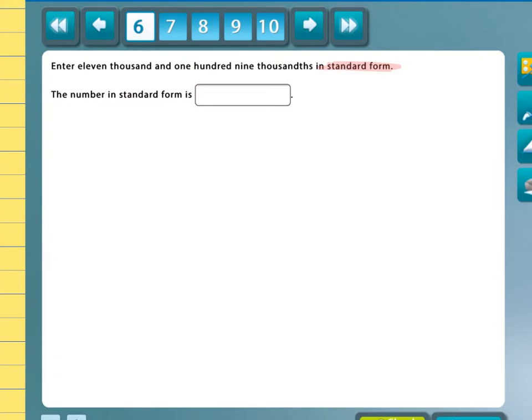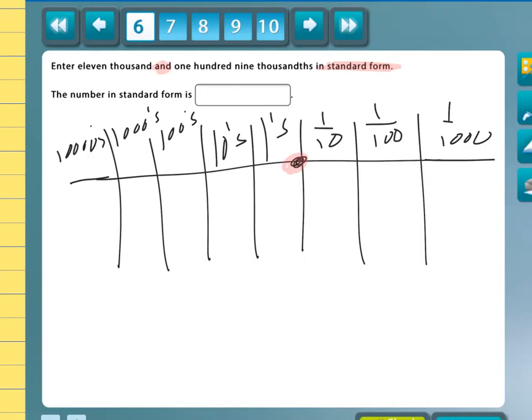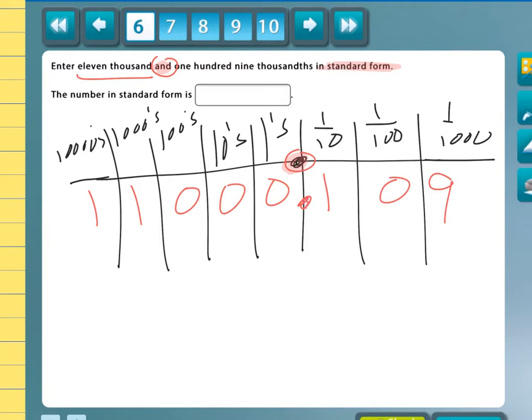So standard form is just writing the number as you say it in the correct place value. They're asking us to enter 11,000 and 109 thousandths in standard form. So you just write what you hear when you read it out loud to yourself. So here you have 11,000. So I'm just going to write 11,000, and there is a decimal point right there, and 109 thousandths. So I have 11,000 here and 109 thousandths, and that's my and.